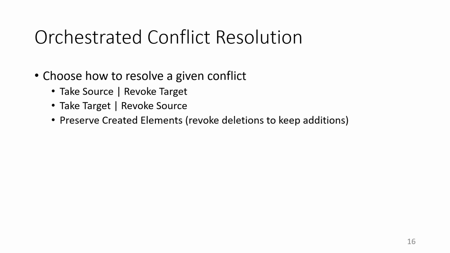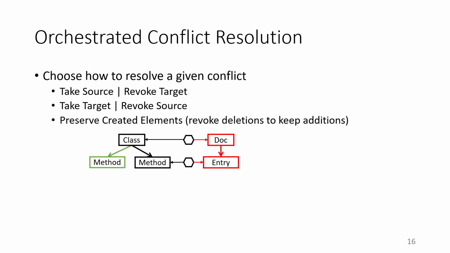So if a user decides to add new information, often we want to preserve it. For example, here, as before, we have added a new method and we probably want to preserve this kind of information. So hence the strategy revokes only those deletions that block the new information from being translated, which would here be the deleted document, which is no longer deleted and the deletion is revoked.